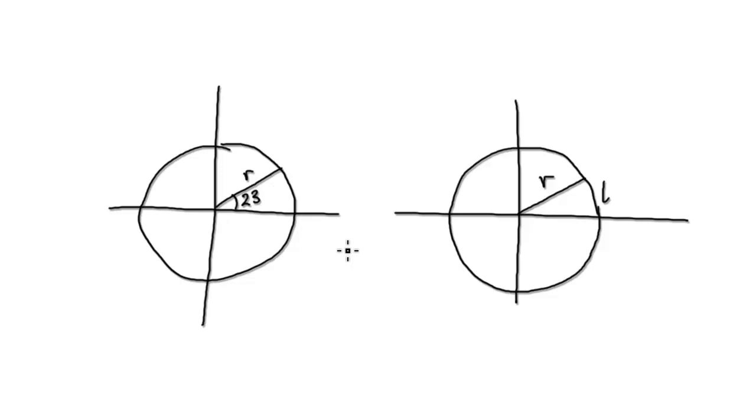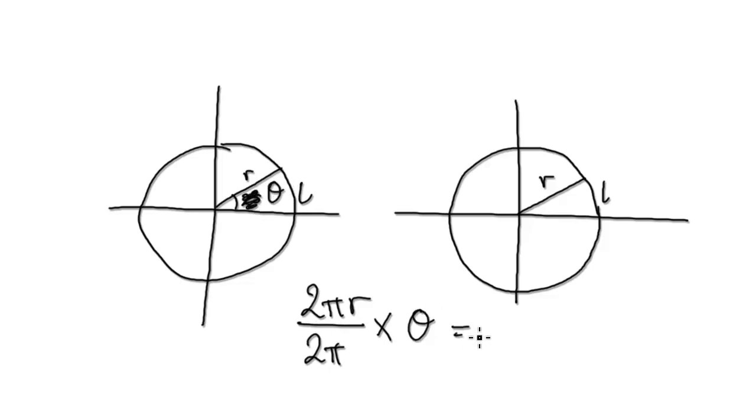Because we work in radians, you get 2 pi r, which is the circumference, cut up into 2 pi equal pieces, and then times in our case the angle here, theta. That will then give us L, the arc length. Now these two cancel each other out. So the arc length is really the radius times theta, where theta is in radians.